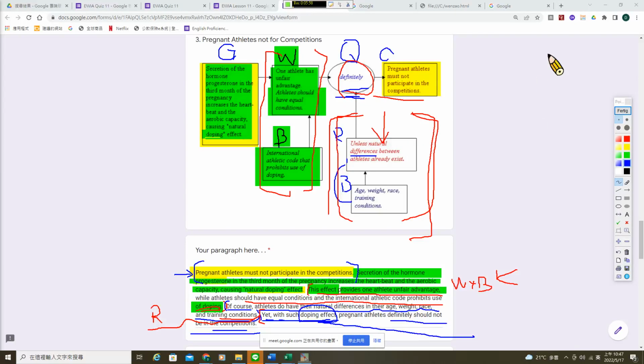Okay, so this still follows the structure of the Toulmin model. So let's take a look at this one. Take a look. I'll give you another 2 minutes to compare your notes.